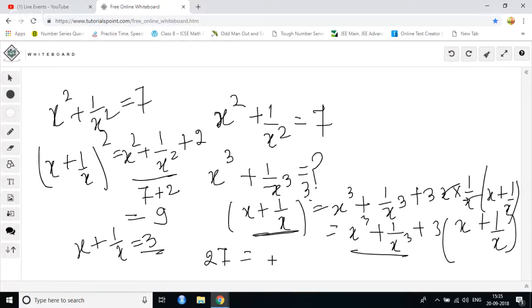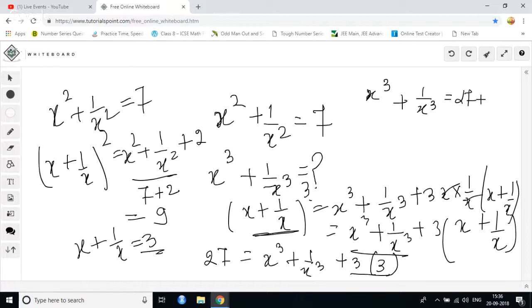okay, Tana, I got your answer. Your answer is right. x cube plus 1 by x cube plus 3 into x plus 1 by x, which is 3. So 3 into 3 is how much? 9. So you see here, I am writing at the top of the screen, x cube plus 1 by x cube is equal to 27 minus 9. How much is it? 18. So that is the right answer.